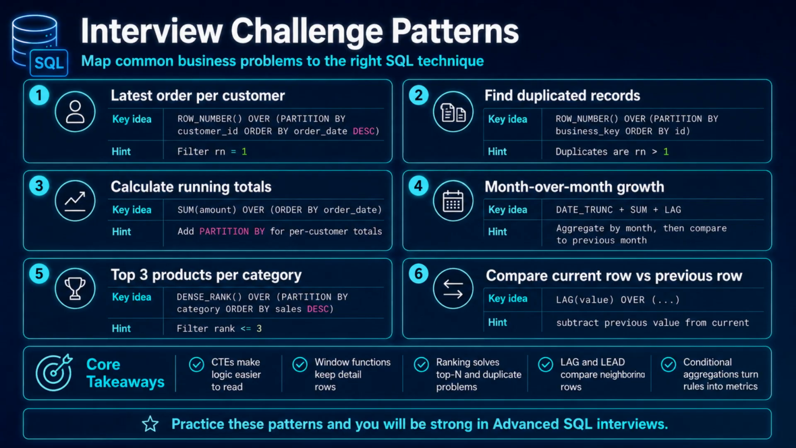Pattern 6. Compare current row versus previous row. Use LAG of the value over the correct order. Then subtract the previous value from the current value. Here are the core takeaways.